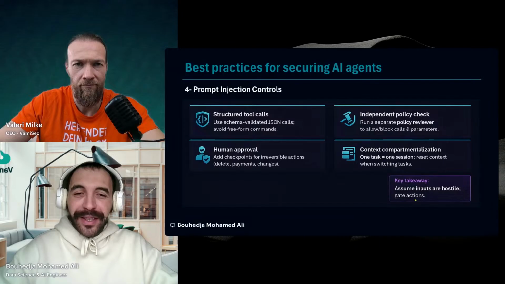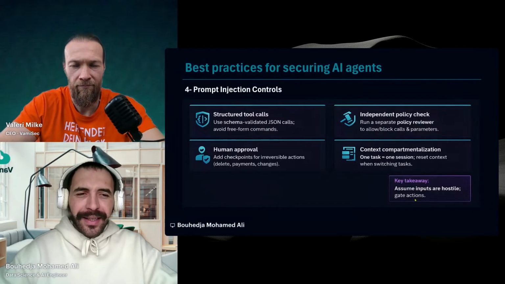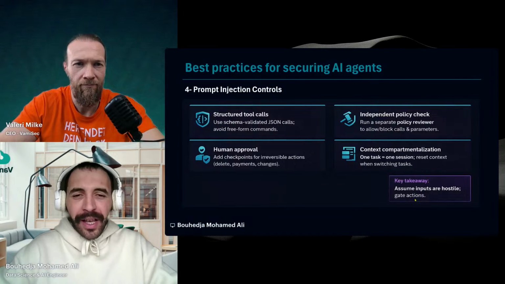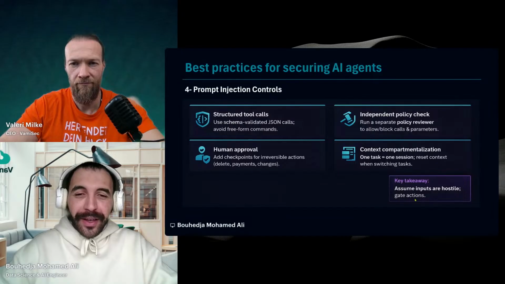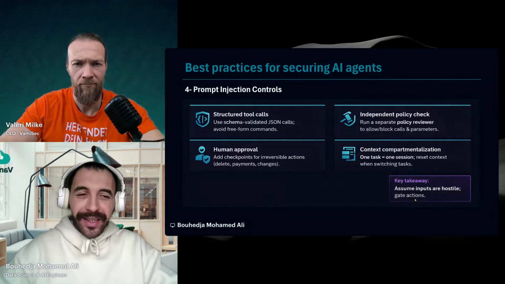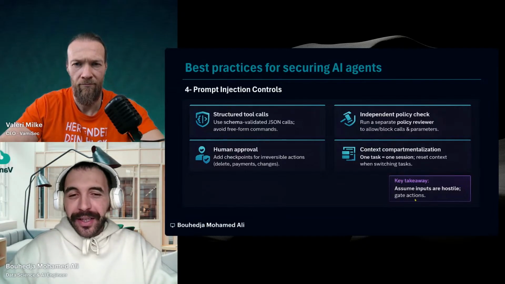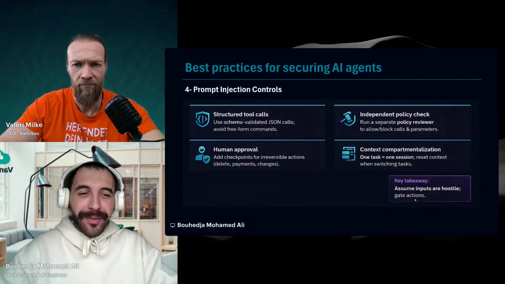Third, we enforce human-in-the-loop approval for irreversible actions like deletes, payments, or critical changes, so a person confirms before execution. Fourth, we compartmentalize context: keep sessions separate, one task per session, and reset context when switching tasks to prevent instructions from one task bleeding into another.